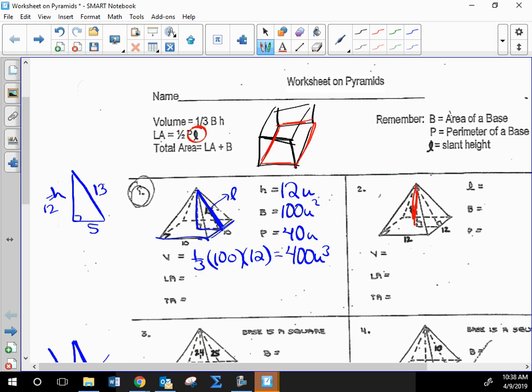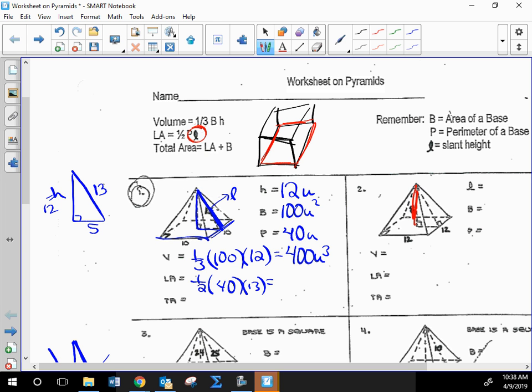All right, lateral area. Remember, our lateral faces are no longer rectangles. Our lateral faces are triangles, so our formula mimics that. 1/2 perimeter times my slant height. My slant height is 13. 20 times 13.